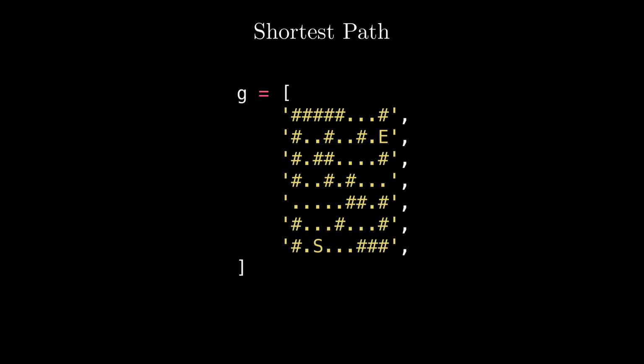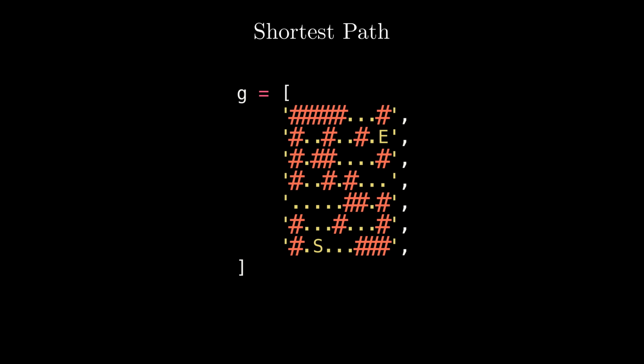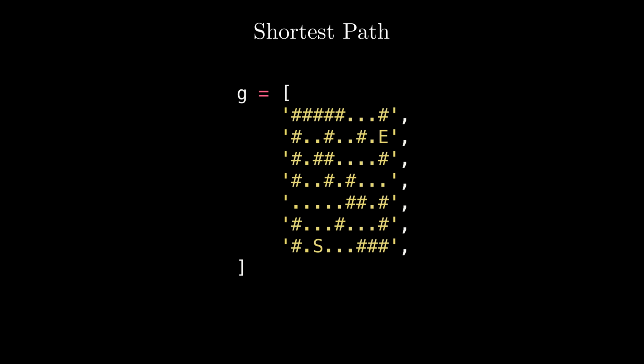Imagine we're given this maze where the dots represent the free path and the hashtag symbols are the walls. How can we change the BFS implementation to find the shortest path from the starting coordinate to the final exit coordinate? You can pause the video and try coming up with an implementation yourself.